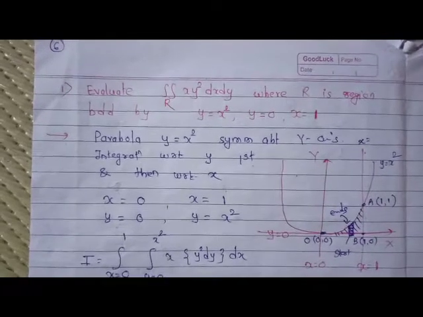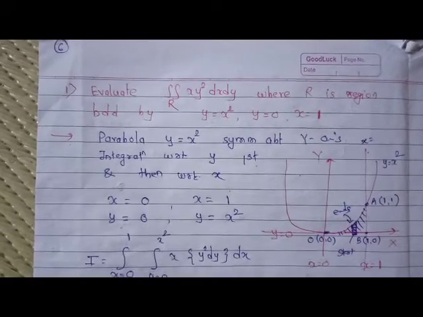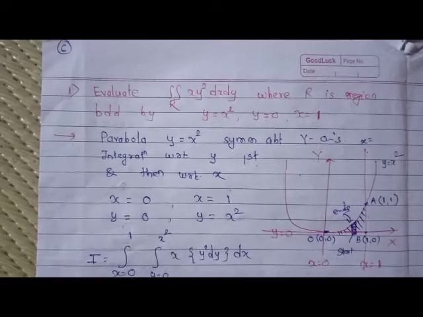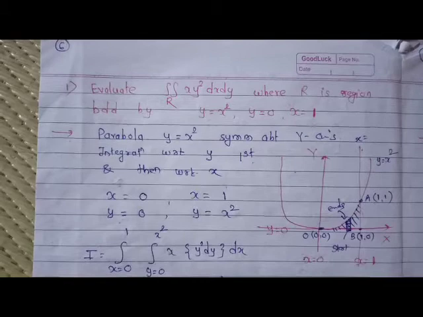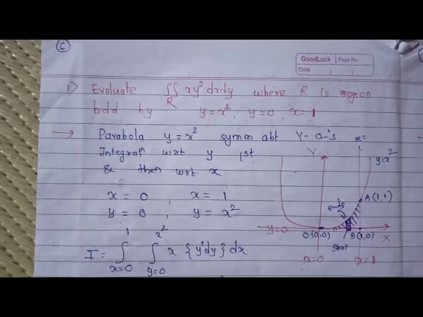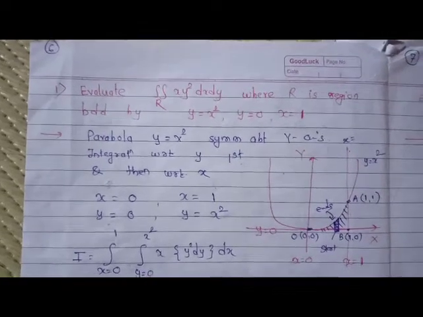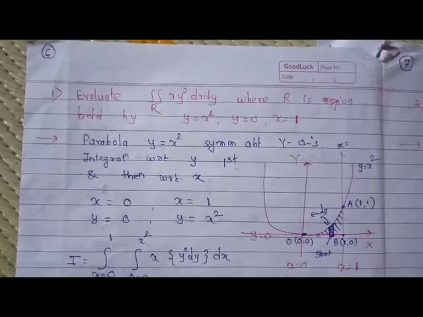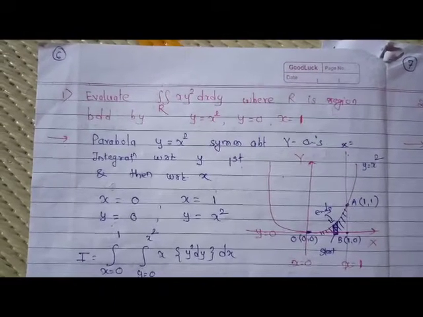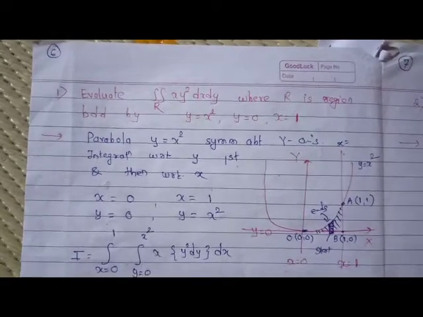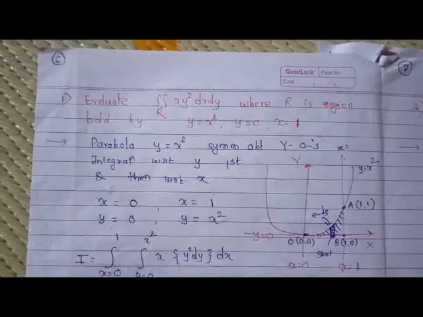So example number 1: evaluate the double integration over R of x y square dx dy, where R is the region bounded by y equal to x square parabola and the straight lines y equal to 0 and x equal to 1. Whenever we want to start an example, start with the integrand. The terms in x are x dx. Can we integrate with respect to x first? Yes. Integration of x dx is known to us.